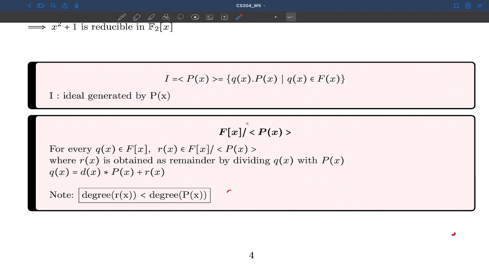So what I can say is that all the polynomials that belong to this set have degree less than the degree of px. So we have chosen px for the division, and we are dividing all the other polynomials with px and collecting the remainders. All those remainders will have a degree less than the degree of px. So that's what I have written here. The degree of rx, and rx are the elements of this set, so they have a degree less than the degree of px. I hope you got it.